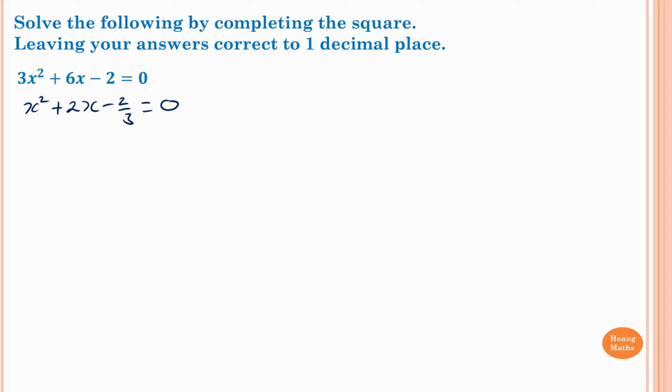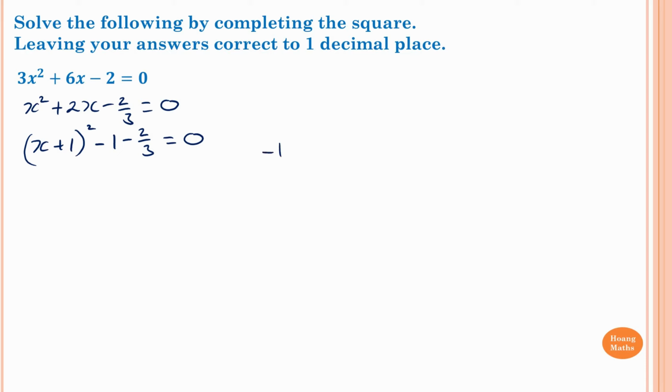Now, to make it into perfect square form, we have the coefficient of x, which is 2, half of 2 is 1. So this becomes x plus 1 squared. And then of course, if you expand the x plus 1 whole square out, it gives you 1 squared extra. So minus 1 squared. 1 squared is 1, so minus that out. And then this minus 2 over 3, I just write this down, which is equal to 0.